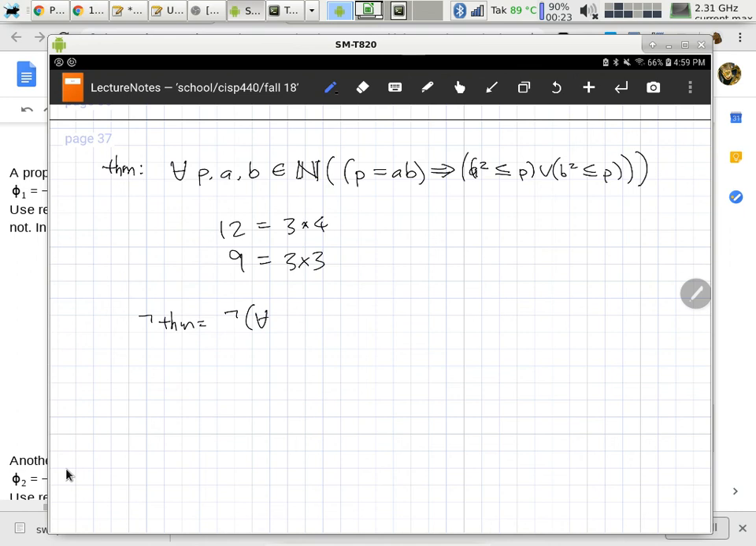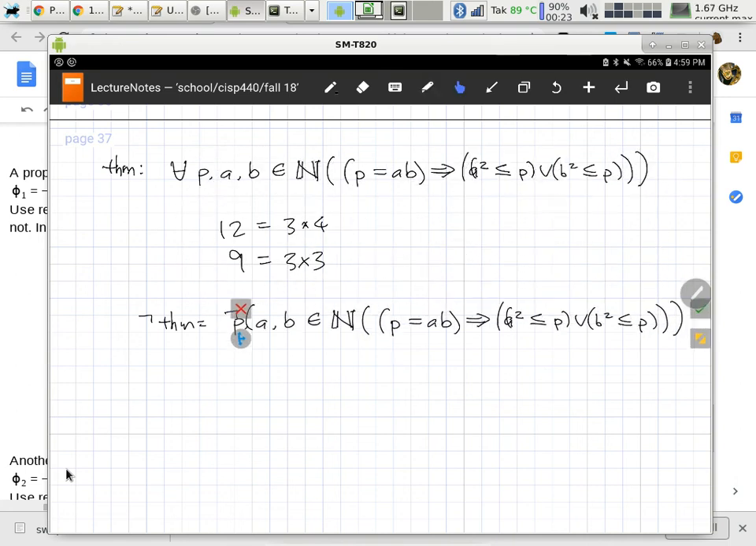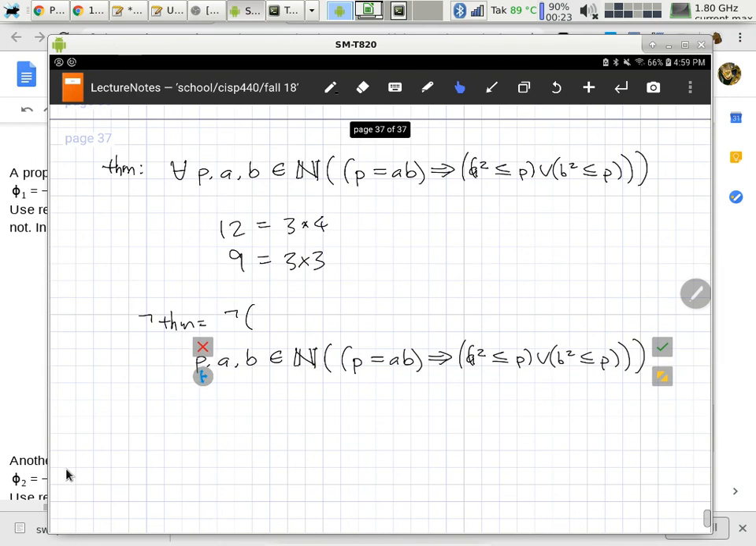Okay, I'm going to be super lazy here because I can use this. Not enough space. Okay. Cancel that. Move this one over here. There we go. Take that. Okay. So the negation of the theorem is this.